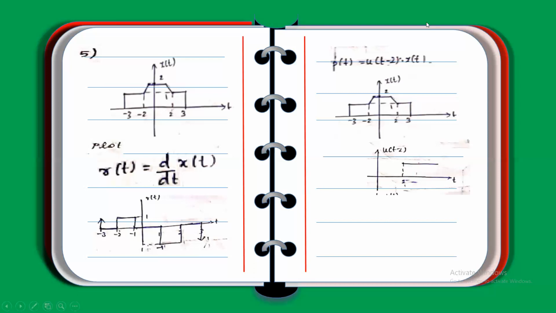So only during the interval 2 to 3, p of t will have some value, which is nothing but x of t itself. The resulting signal will be like this. This completes the plot of p of t.